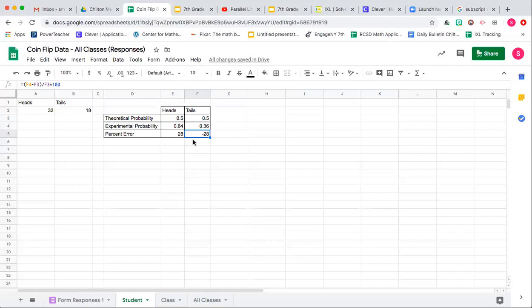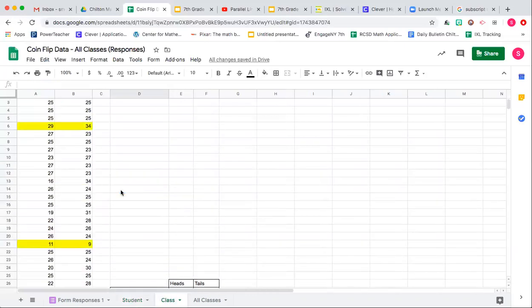Now, what I want to do is I want to take a look at one class's data. We're going to find the experimental probability for the entire class. And we're going to see if it's any better than this 28% percent error. Because if this was true and the percent error was 28%, I would say that the coin probably is not balanced, and the theoretical probability probably shouldn't be 0.5. Okay, but let's take a look at what happens when we do a class.